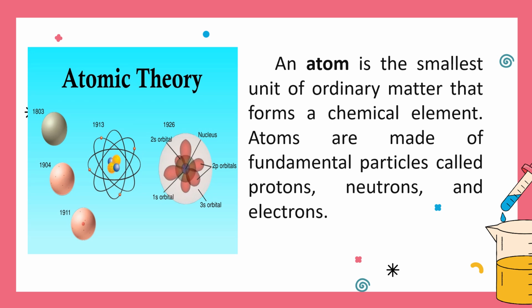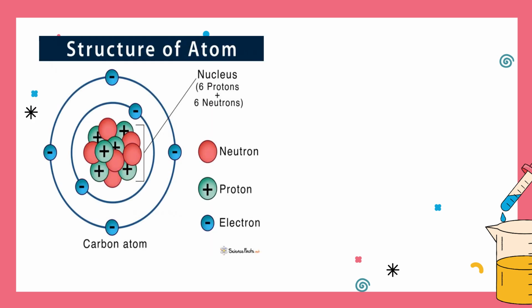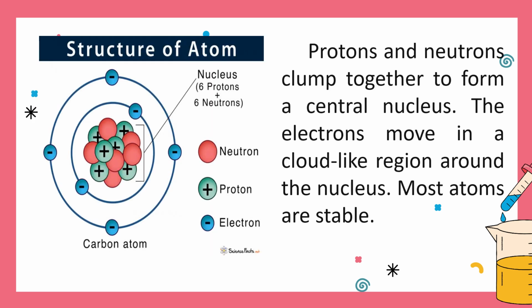An atom is the smallest unit of ordinary matter that forms a chemical element. Atoms are made of fundamental particles called protons, neutrons, and electrons. The structure of an atom: protons and neutrons clump together to form a central nucleus. The electrons move in a cloud-like region around the nucleus, and most atoms are stable.